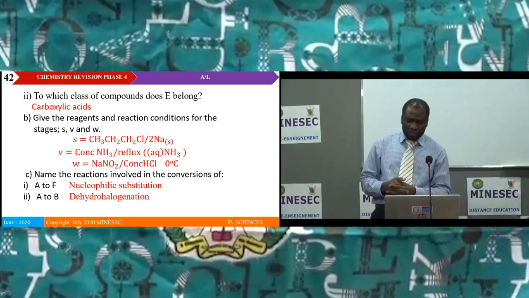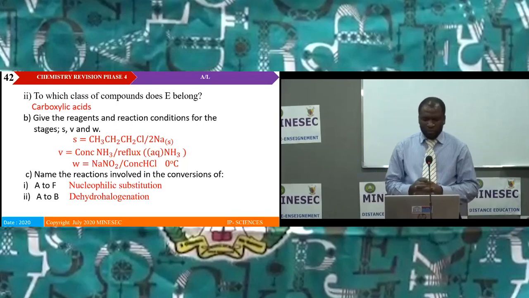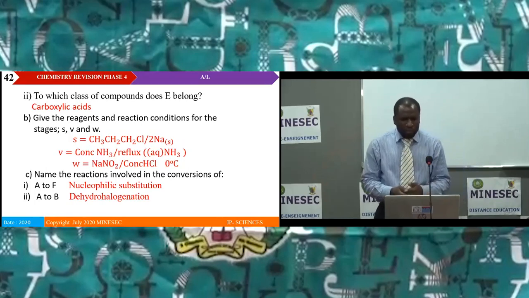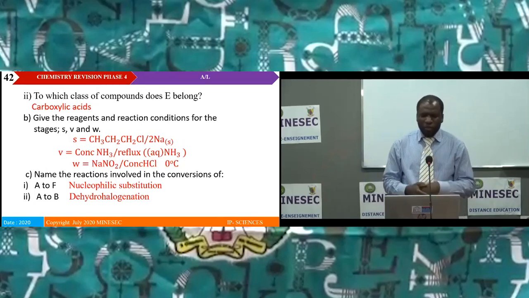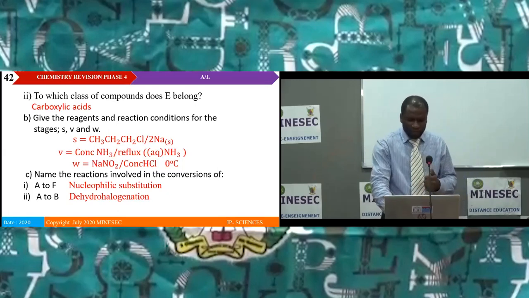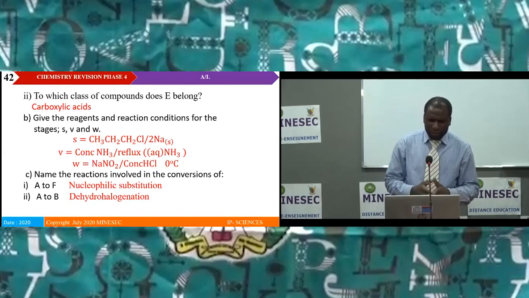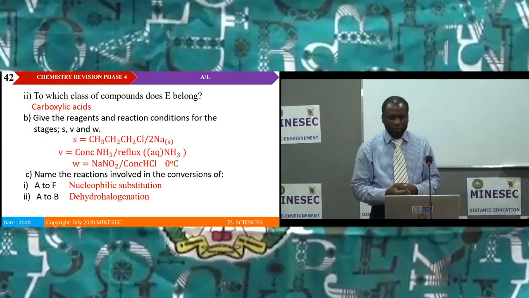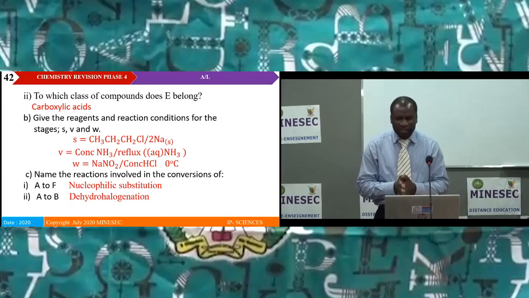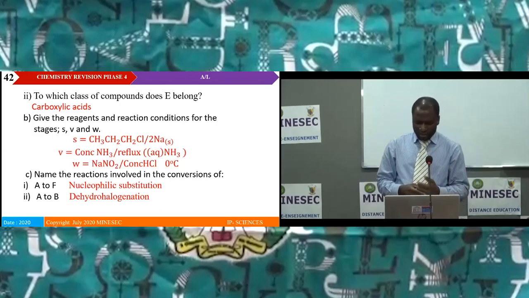Give the reagent and reaction conditions for the stages S, V, and W. First, for S, when you look at the scheme, the carbon chain is doubling. We're moving from three carbons to six. So the reagent is chloropropane, so we're adding chloropropane with sodium metal. Stage V: our reagent, concentrated ammonia or aqueous ammonia, and the condition, reflux. And for W, our reagents, we have sodium nitrite in concentrated hydrochloric acid, and the condition, 0 degrees Celsius.